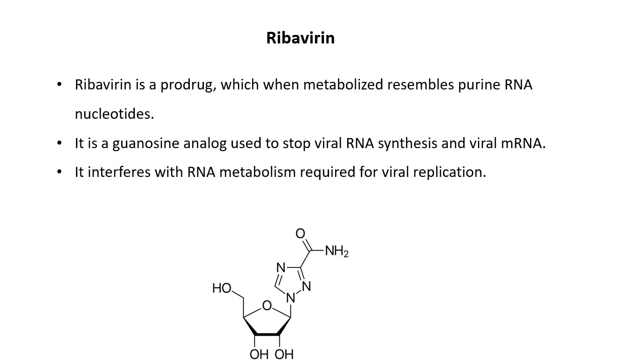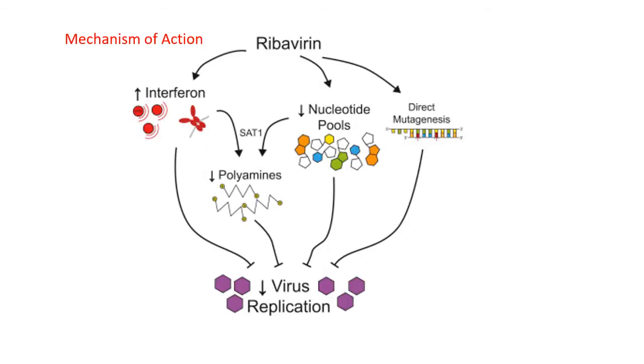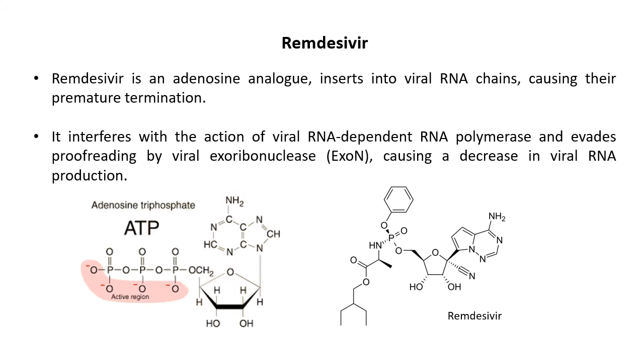Ribavirin is a prodrug which is metabolized into a purine RNA nucleotide analog. It is a guanosine analog used to stop viral RNA synthesis and viral mRNA. It interferes with the RNA metabolism required for viral replication. Ribavirin enhances the interferon activity and decreases the intracellular pools of nucleotides, and it causes mutagenesis of the viral mRNA. Hence, the virus can be decreased.